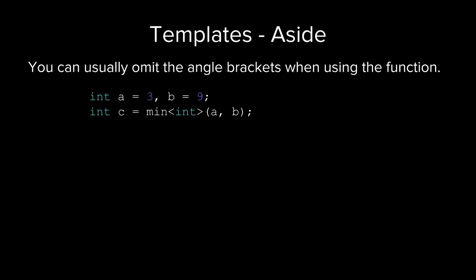And when you use this, most of the time you can leave out the angle brackets too, because it infers from the type of the parameters what version you're calling. So you really have something that looks like a min function but works for any type. Any questions about this so far?